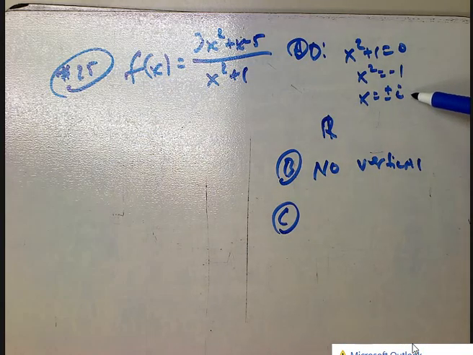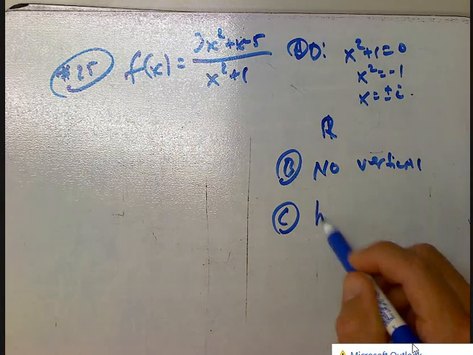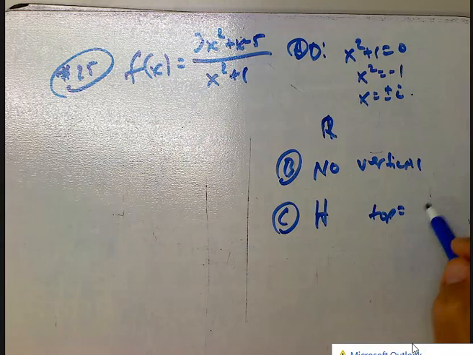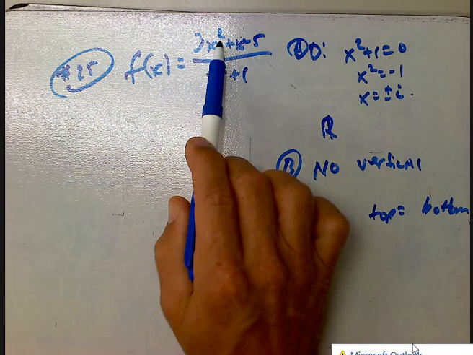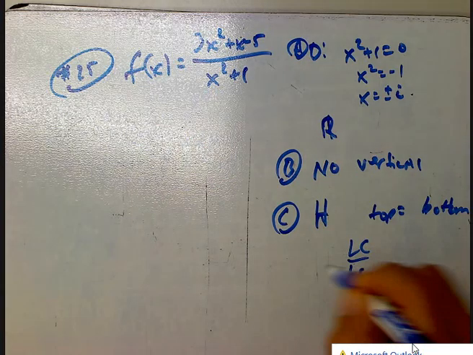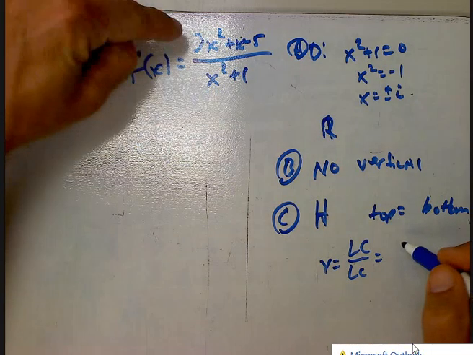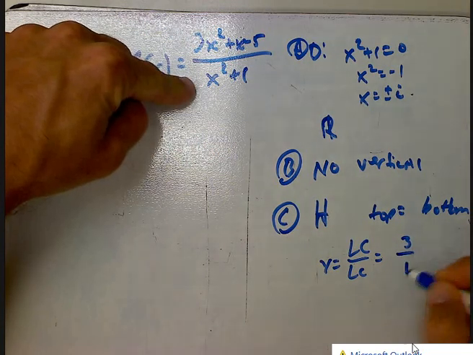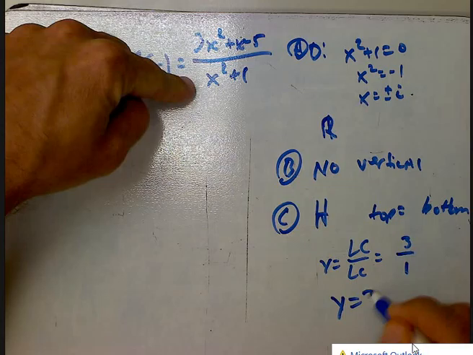And then for horizontal, I have top equals bottom. And by that, again, I mean degree, x squared and x squared. And so it's going to be leading coefficient divided by leading coefficient. The leading coefficient on top is 3. The leading coefficient on the bottom is 1 for 1x squared, and so I get y equals 3 as the horizontal asymptote.